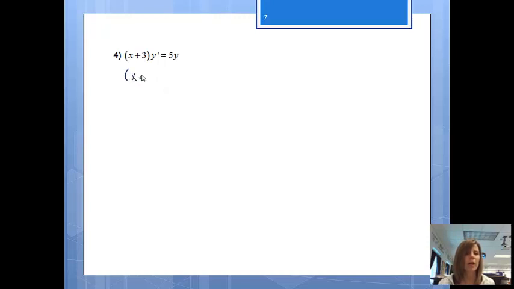Okay, first thing that I am going to do, instead of y prime, let's write dy dx, and then equals 5y. Alrighty, we have dy dx. To get rid of a derivative, we take the integral. However, I do notice there's an x and a y.